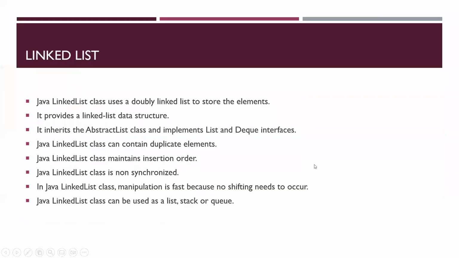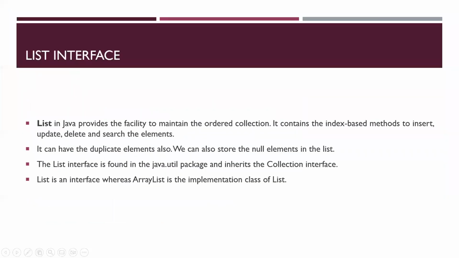So this closes our linked list, and next comes your list interface. Your array list and linked list implement the list interface. So what does list actually provide? List in Java provides a facility to maintain an ordered collection. It contains index-based methods to insert, update, delete, and search for elements. If you want to insert, you use the add method. If you want to update, you use the set method. If you want to delete, the remove method. If you want to search, get of an index. These are the methods the list interface provides to perform all the operations: insert, update, delete, and search for elements.